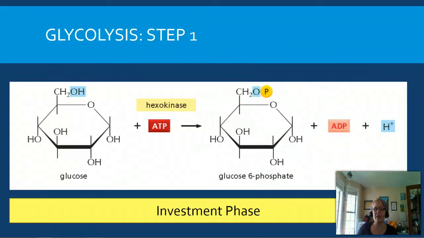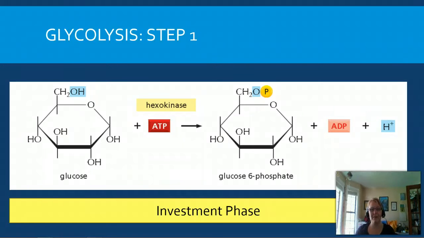So the first thing we do is we need to get glucose into the cell. And once we have it in the cell, what's important? We want to make sure it doesn't go back out of the cell. And what have we learned is important about that? Well, we know that charged molecules can't cross the membrane very easily.